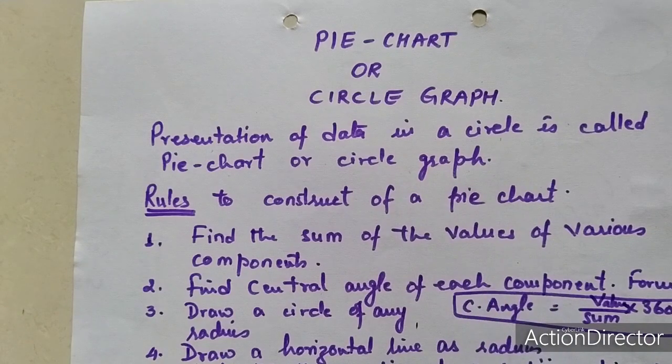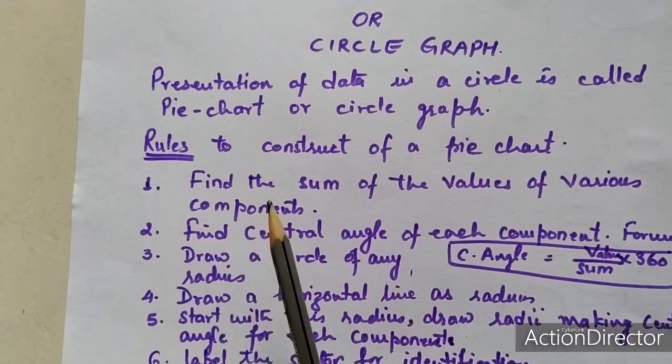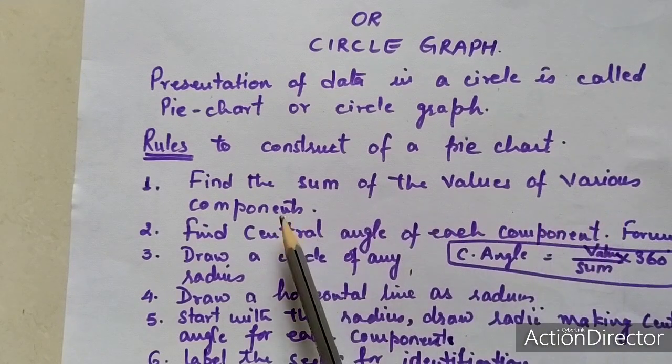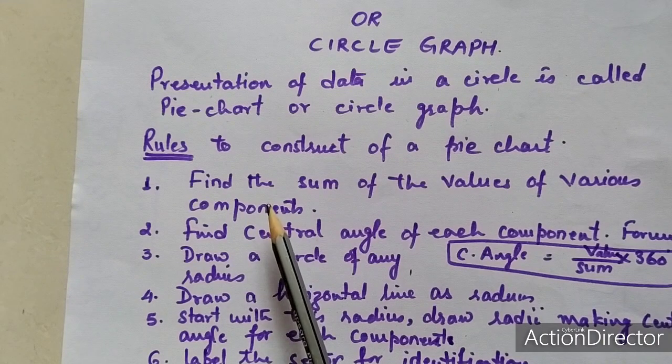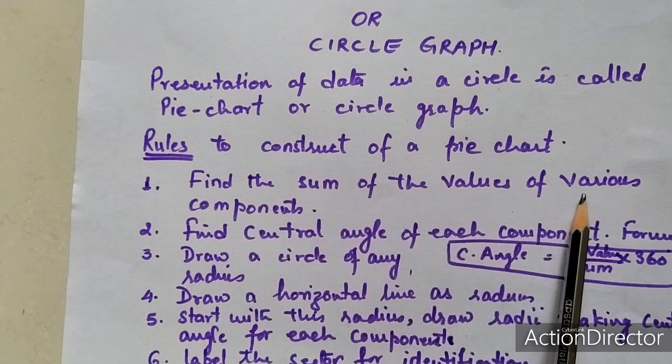But how are we going to make a circle graph? For that we should learn some rules. After that I will explain with the help of a circle and tell you how to draw this one. Before that, all of you please read all these rules to construct a pie chart. First of all, find the sum of the values of various components. Now instead of frequency for a circle graph, whatever the values related with any particular topic or part, we are going to call that part a component. Then first find the sum of all the values of various components.